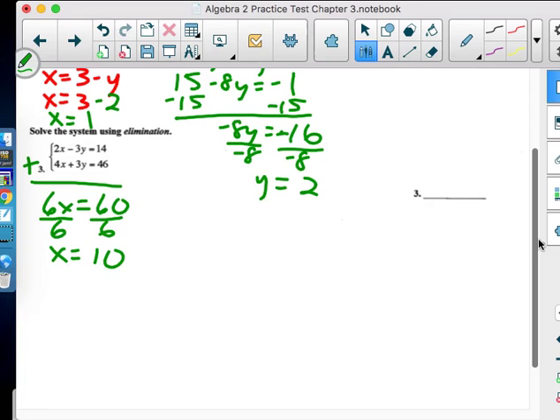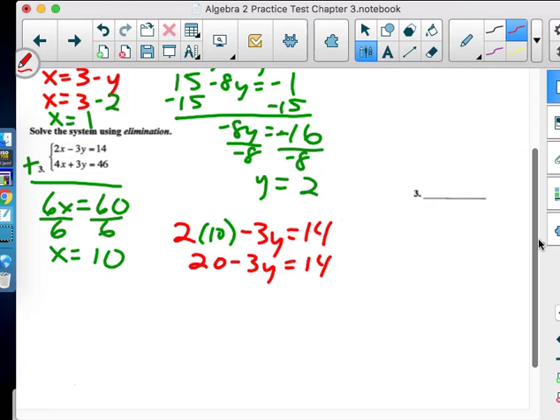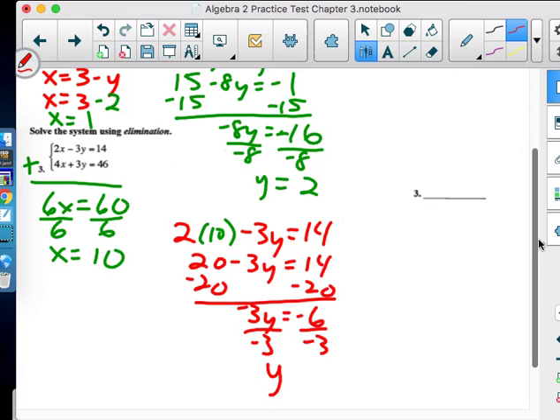Taylor, you like one of those equations better than the other one, the top one or the bottom one? Top one, smaller numbers. I'm with you. I like that one too. So we'll have 2 times our x value, which was 10, minus 3y equals 14. Well, that's just a two-stepper. This is 20. So then we'd subtract 20 from both sides. Divide by negative 3. And we get y equals 2.